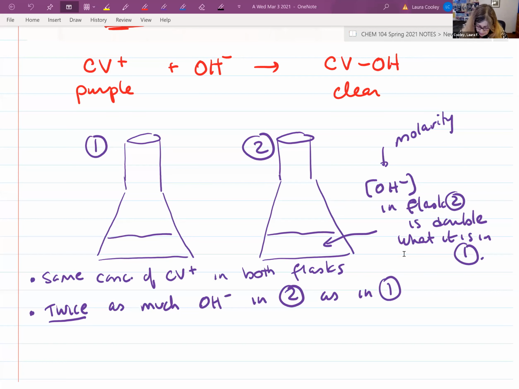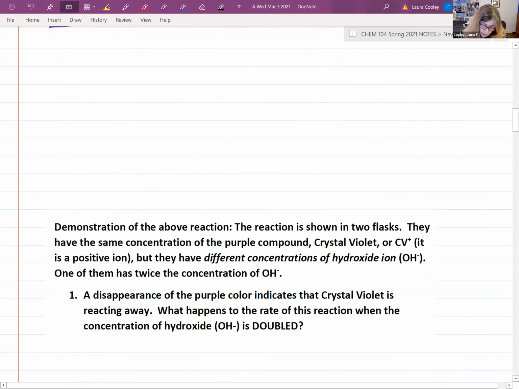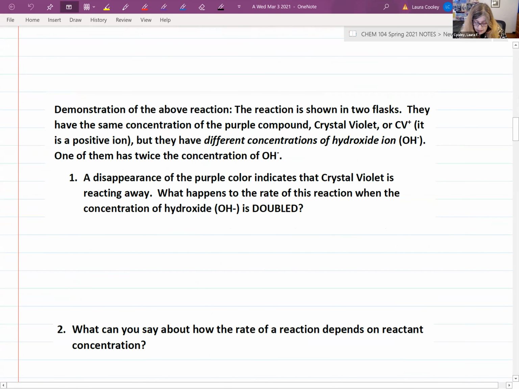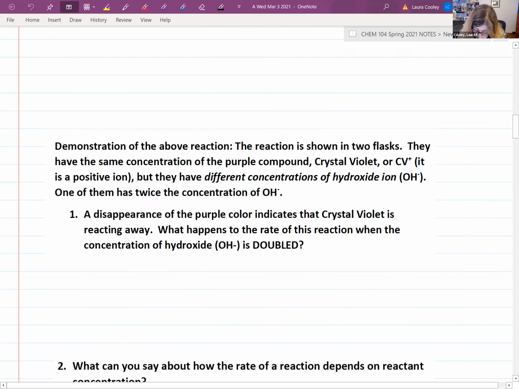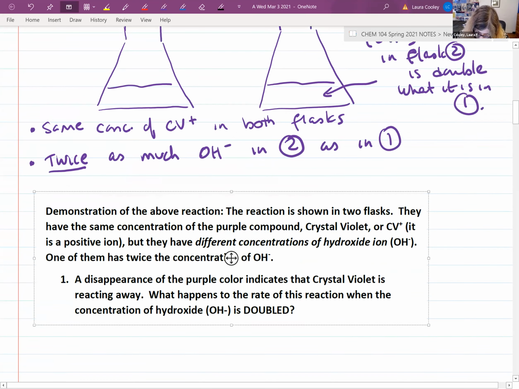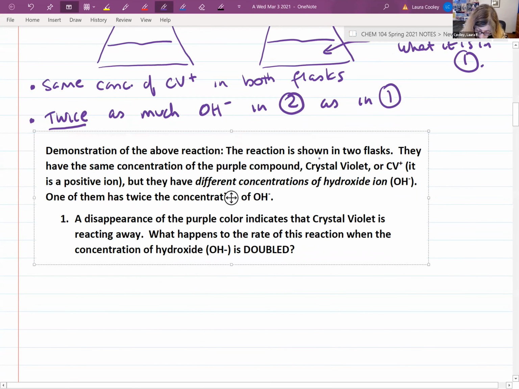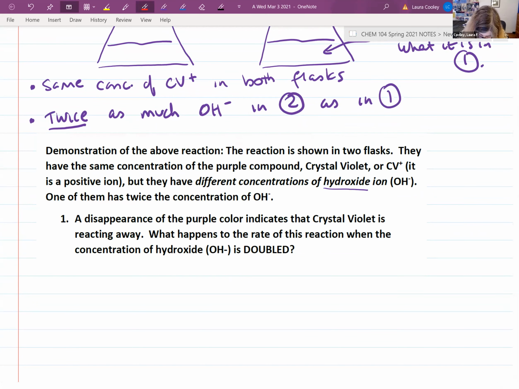All right, so here we are, and I have another handout about the demonstration of this reaction. So what did we see here? It says they have different concentrations of hydroxide ion, and that a disappearance of purple color indicates that crystal violet is reacting away, as I've said.